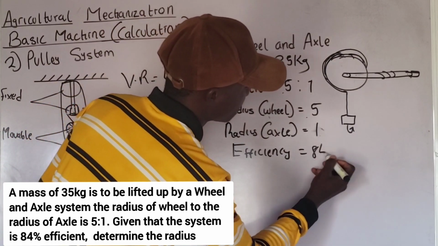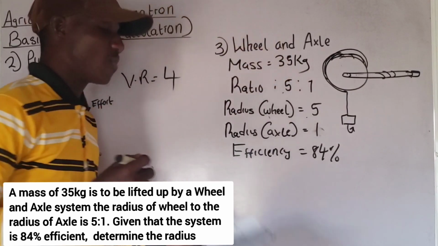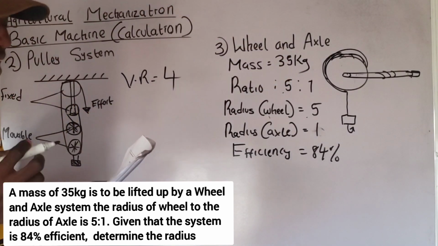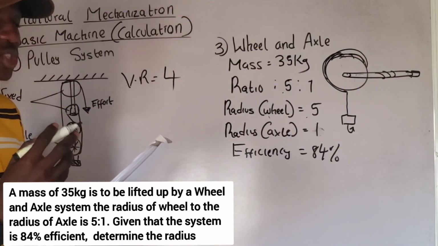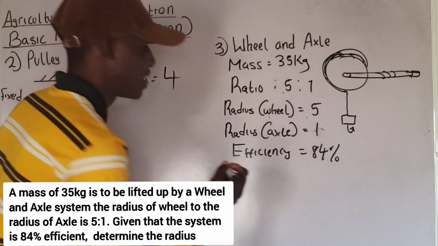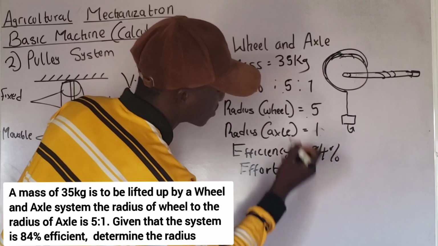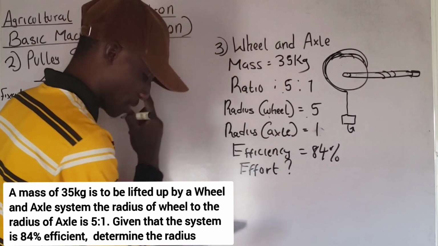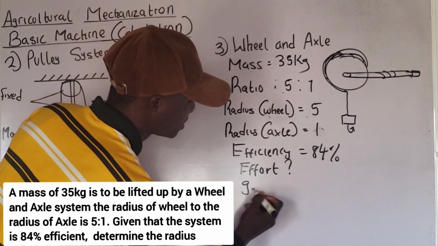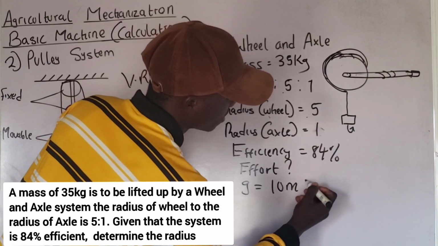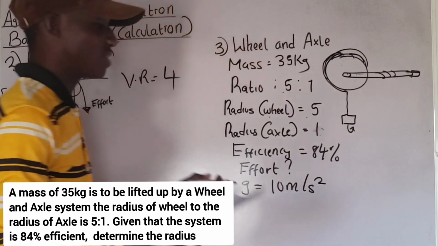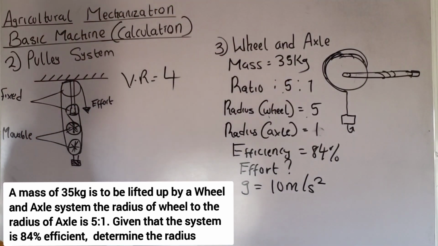Efficiency equals 84%. Now, we are asked to determine the effort required to lift the body, okay? The effort required. We don't know the effort, we have to determine it, so I'm going to represent it as a question mark. Now, we are given that g, which is the acceleration due to gravity, is 10 meters per second squared, okay? Now, this is the information that we are given in the question.